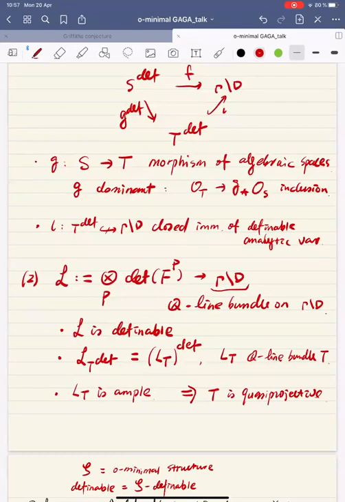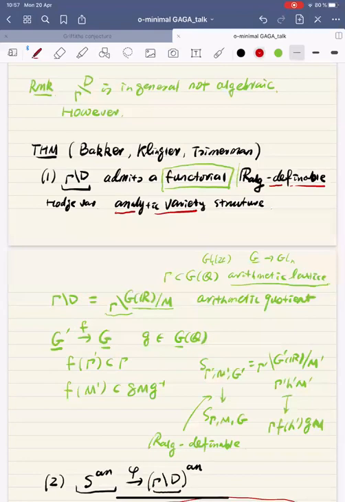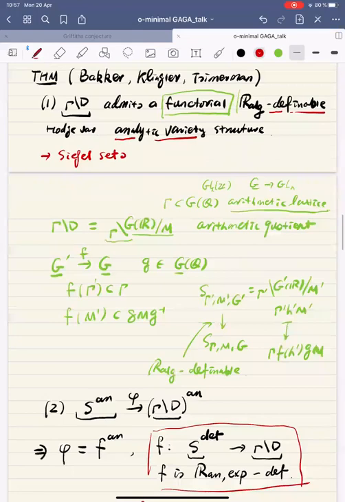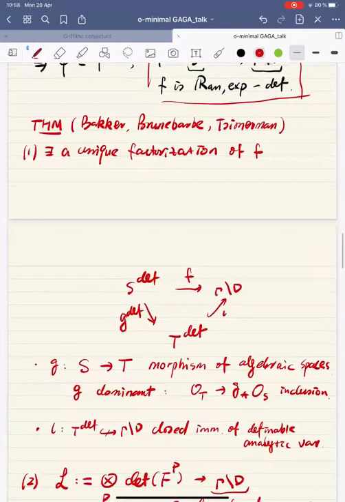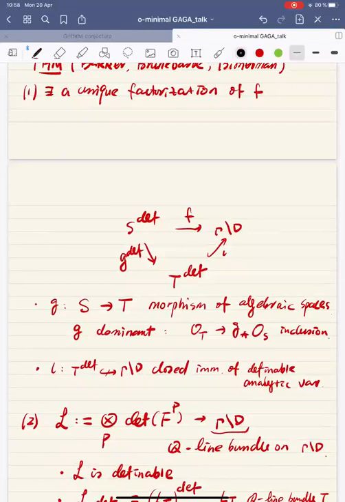So let me give you some remarks. The proof of the first part of the theorem of Bakker, Klingler and Tsimerman is based on the theory of Ziegler sets. And the second part is based on Schmid's theory on variations of Hodge structures. I will mainly discuss this part. When they prove this theorem, they introduce some category called the O-minimal category, which satisfies some O-minimal GAGA theorem.